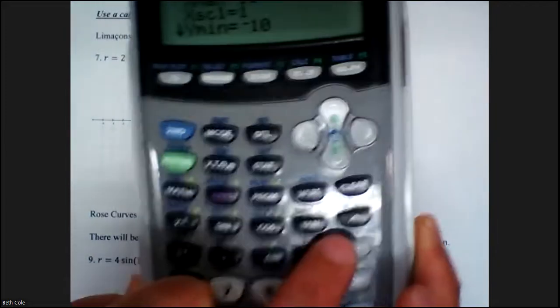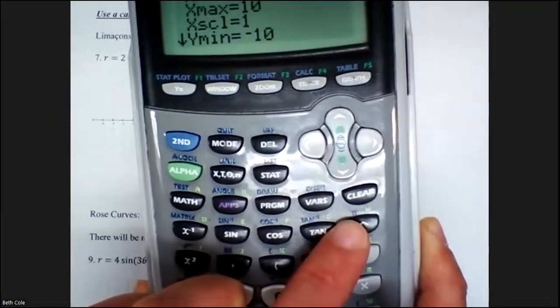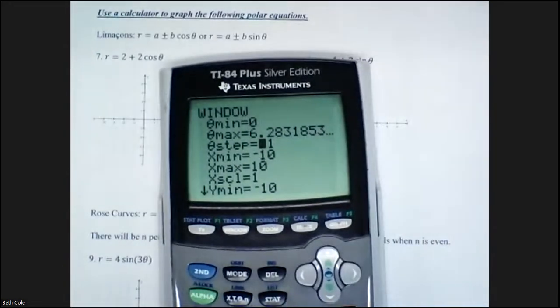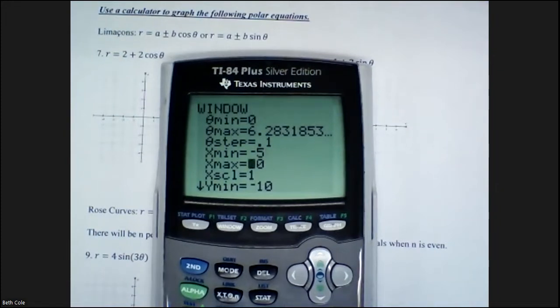Pi is second and then the exponent key. It's like right above it. It's in blue, so you have to hit second to make it. Okay, cool. Now you want the theta step to be 0.1. If yours is something different, change it to 0.1. And then let's make our window -5 to 5. So make your x minimum -5, maximum 5. Scale should be 1. And then do the same thing with y, -5 to 5.